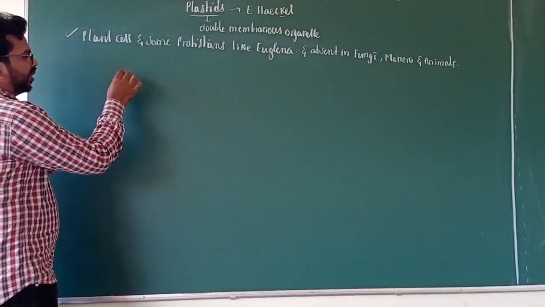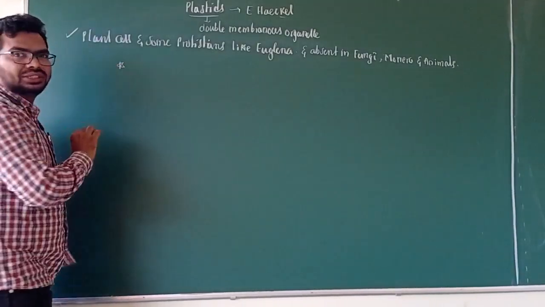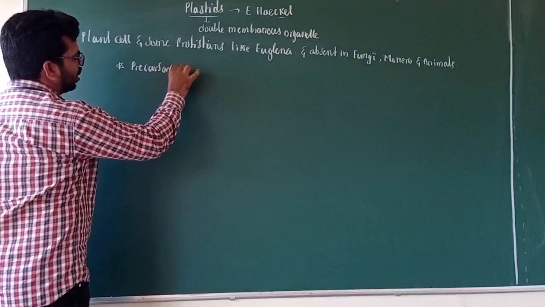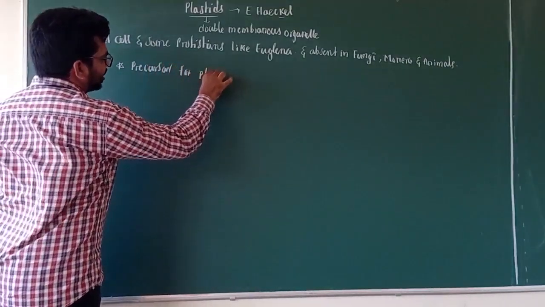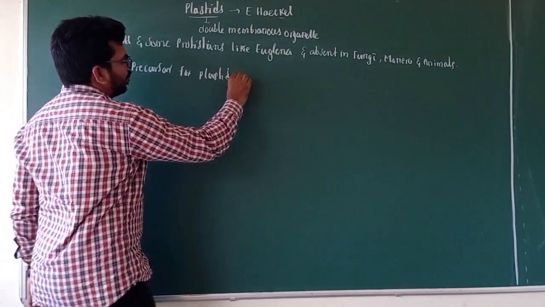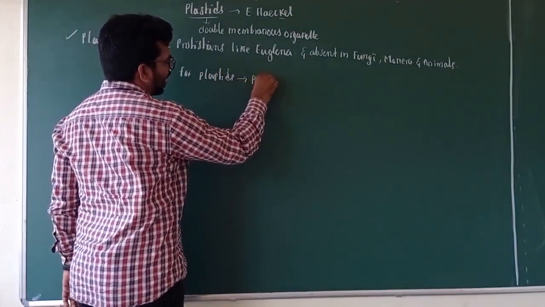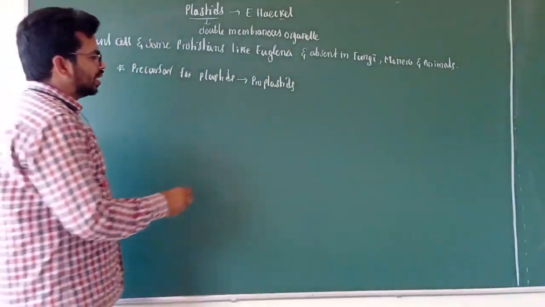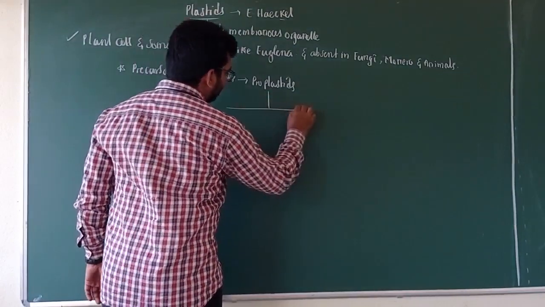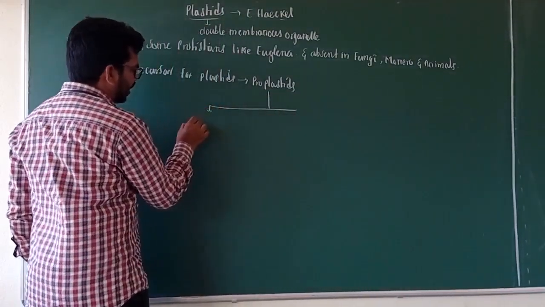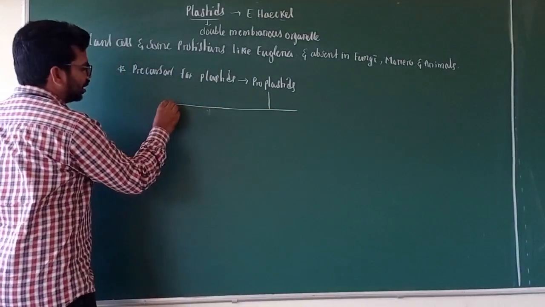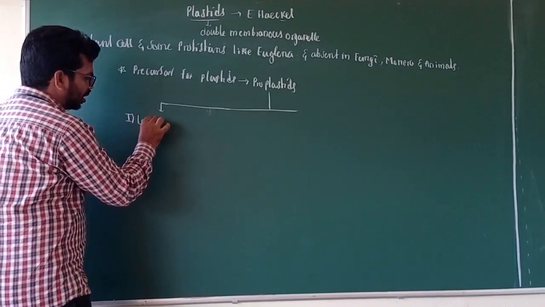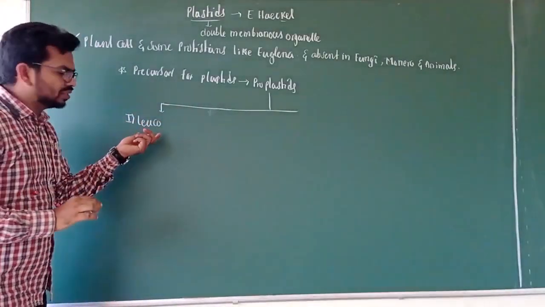You see, the precursor for all the types of plastids, which one is it, children? That is proplastids. See, these proplastids, when they are developing, they differentiate into different types of plastids, such as the first one, leucoplasts. These plastids are present in the storage organ cells.